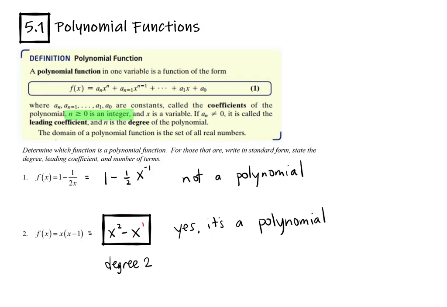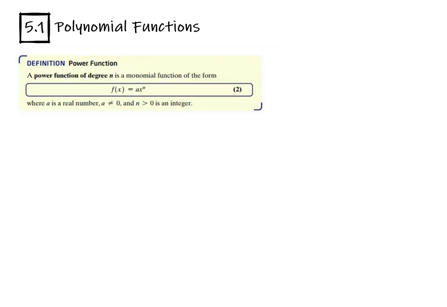And the leading coefficient is the coefficient in front of our first term, the one over here that's missing, and so its leading coefficient is 1. And the number of terms it has is 2. Okay, we're going to move on to a few more definitions.